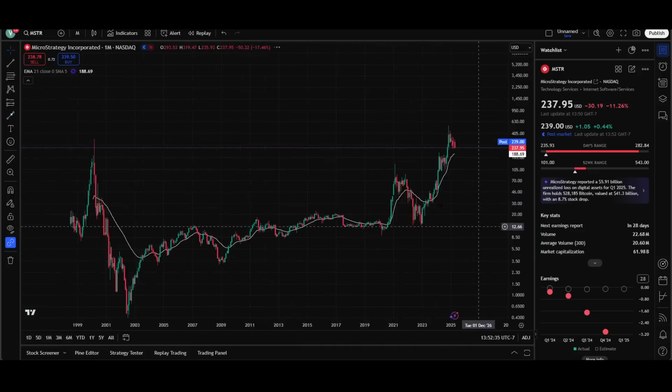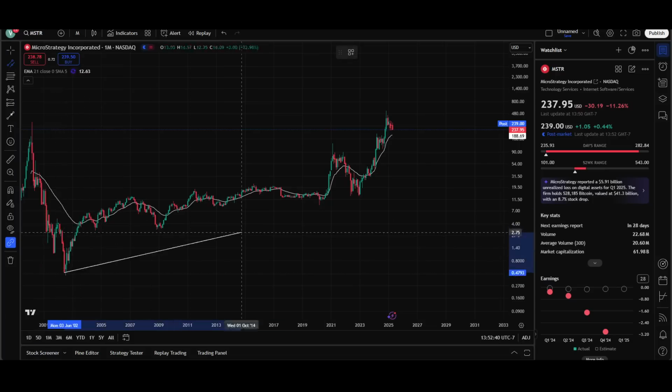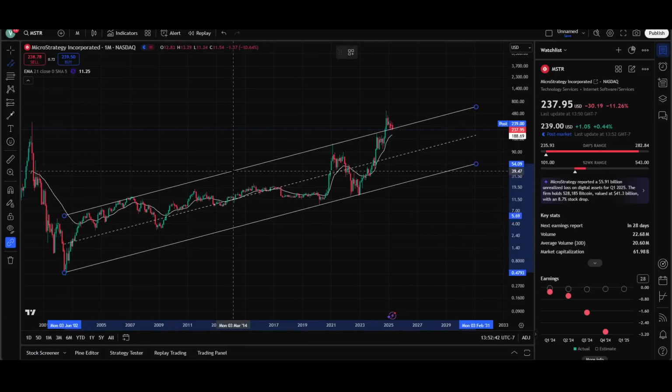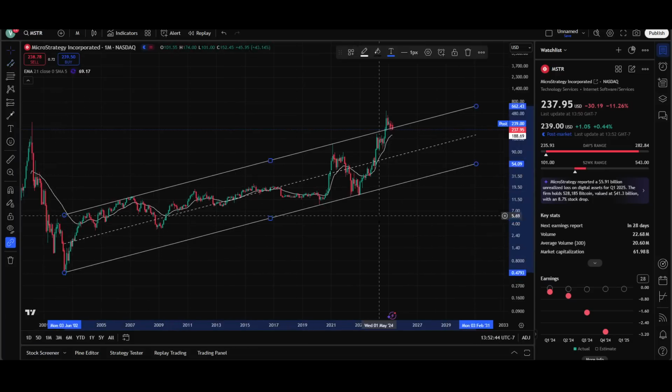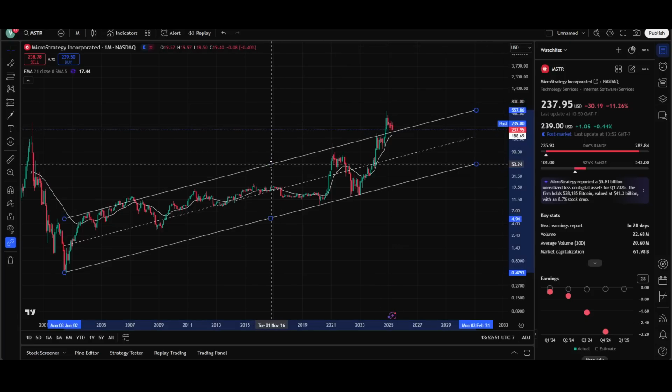But anyway, let's take a look at the long-term chart for MicroStrategy. We take the swing lows across and drag it up to the highs. As of right now, it looks like we're trying to get back inside the channel, which is not the best sign in the world, but it is something to keep an eye on. Maybe it could be dragged down a little bit lower.